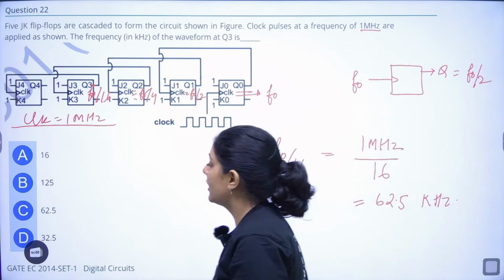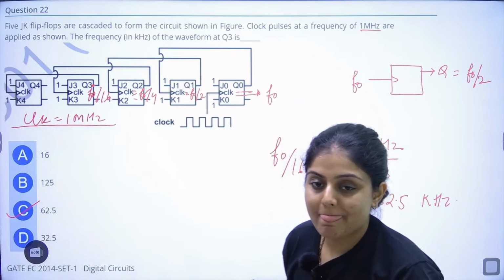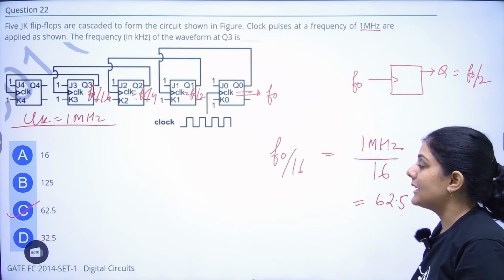So that is your correct answer. 62.5 will be your correct answer, right? So this is how you can easily find it out.